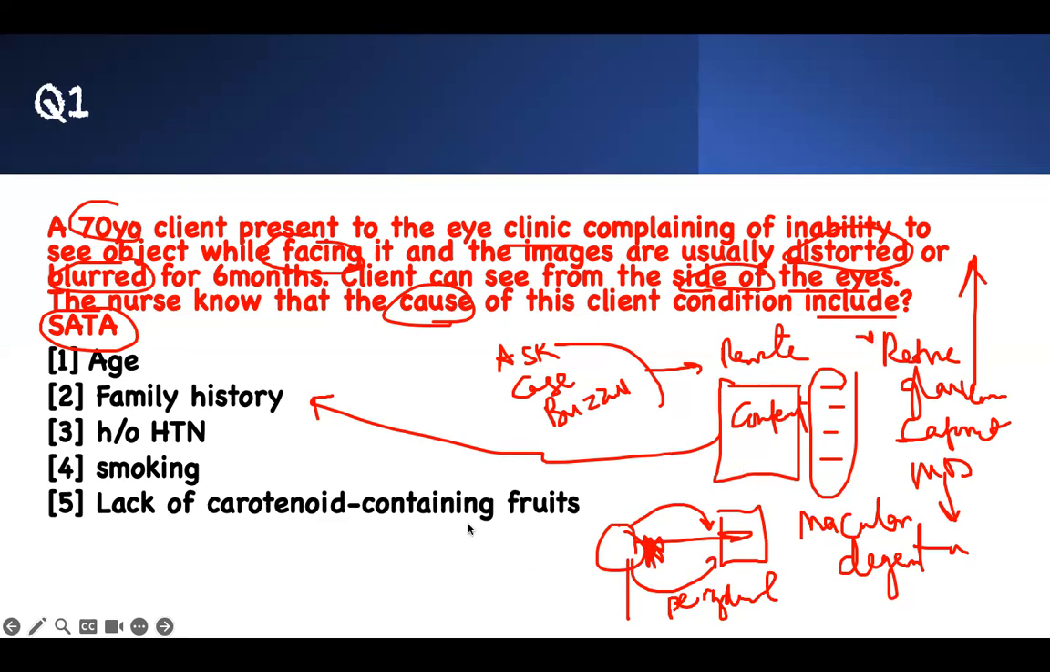Then I ask, what is the risk factor? Well, age is the bigger one. If you have family history, it's a problem. Hypertension is an issue. Smoking is bad. And vitamin deficiency. So all those things cause the effect of macular degeneration. These are causes just to give you content. First one, done.